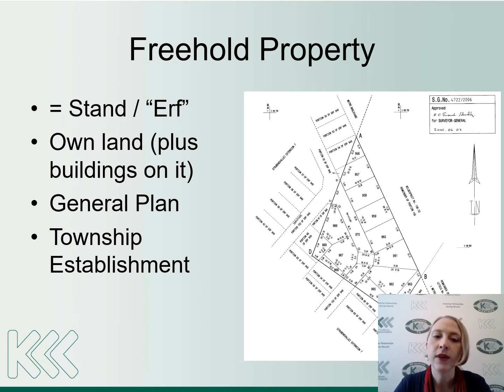The land is depicted on the general plan, which was first registered when the township was established in the deeds office. Usually a developer will buy a piece of land, which is usually at the time farmland, and will then establish a township on the piece of land, which divides it into different portions, which will then be known as a stand or an erf.